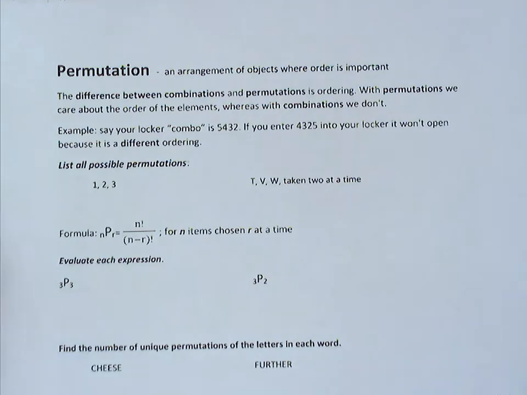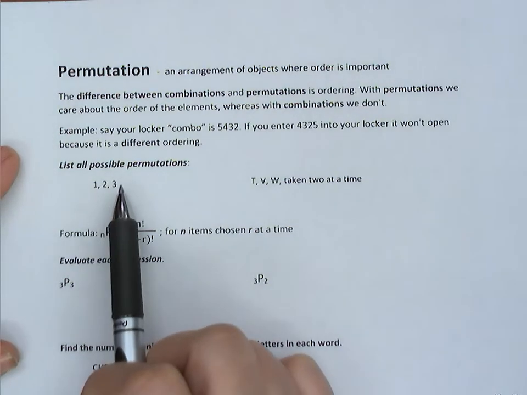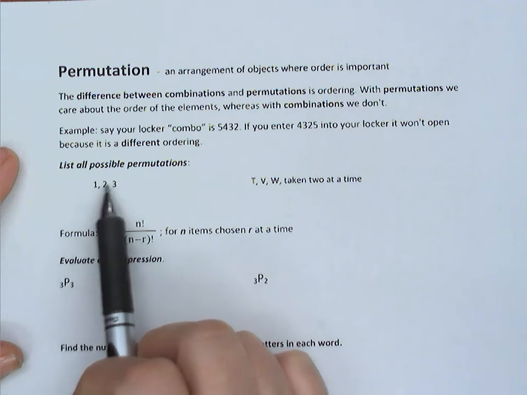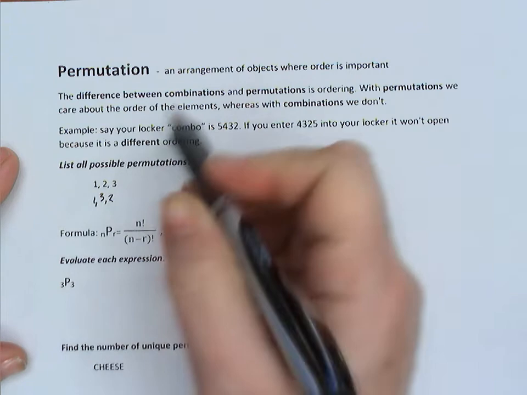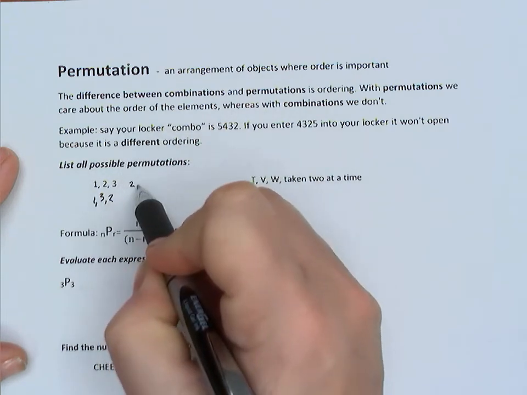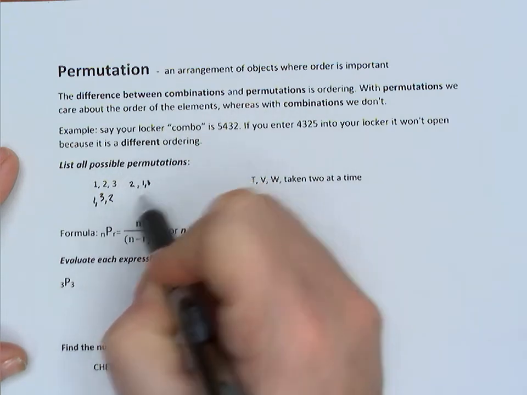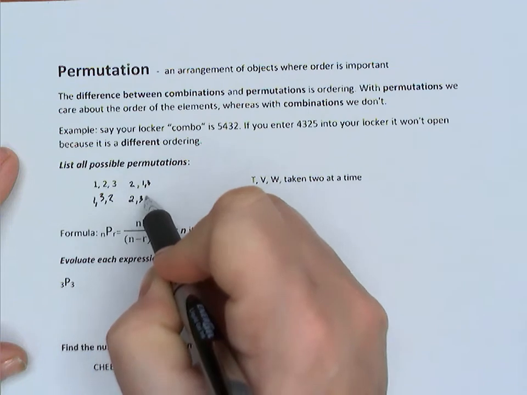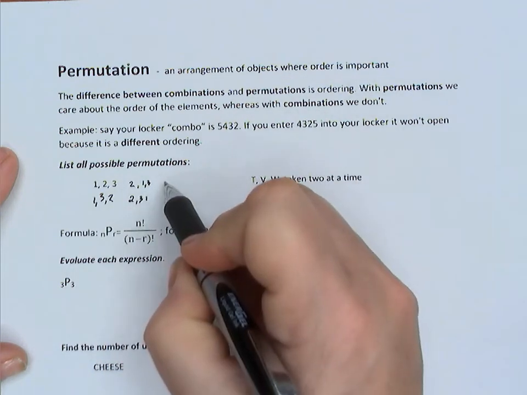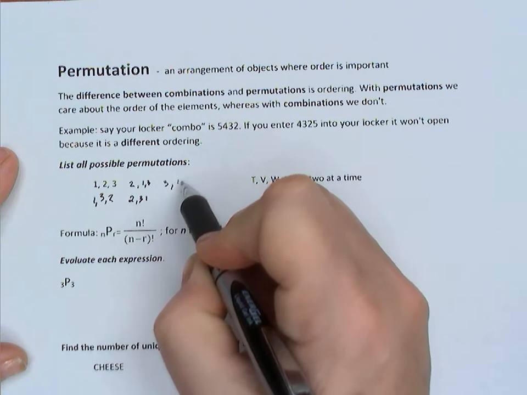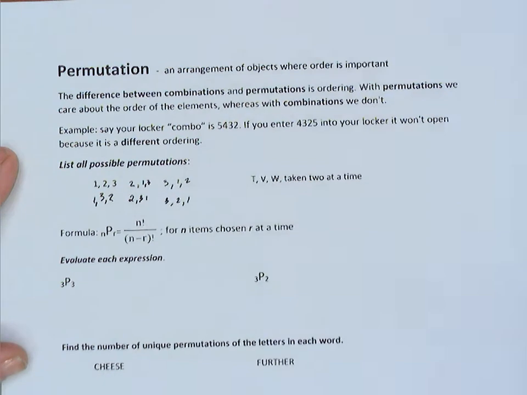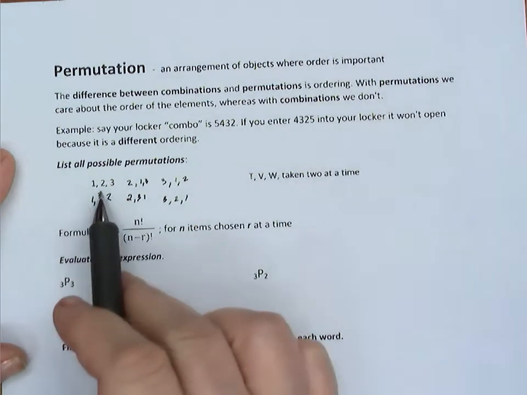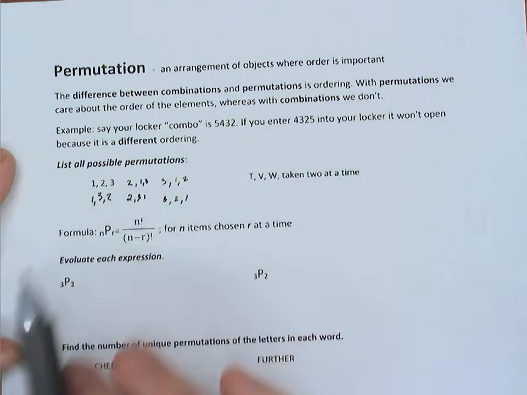So the first thing we're going to do is look at listing all the possible permutations for these numbers right here. I can write it as 1, 2, 3, or 1, 3, 2, or 2, 1, 3, or 2, 3, 1, or 3, 1, 2, or 3, 2, 1. Notice I used a system. I started with the first digit and then just altered the next two so I could keep track.